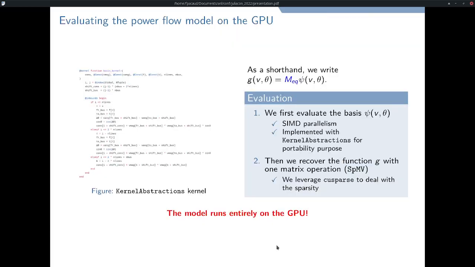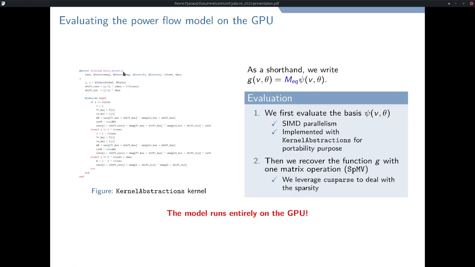In Julia, it translates to the following code. So here we use KernelAbstractions, a generic package that allows to write GPU kernels automatically. KernelAbstractions is a portability layer. That means we can generate kernels for CUDA, for AMD, or more recently for oneAPI.